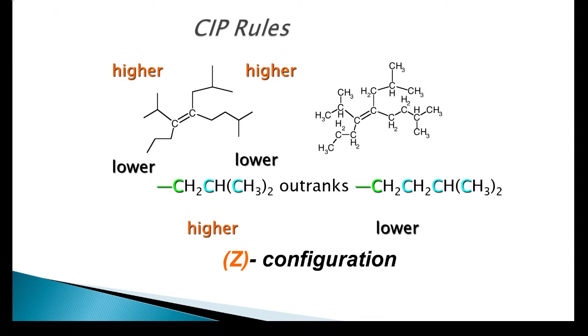Now, if these were both, let's say, hydrogens, this was a hydrogen, this was a hydrogen, that's when we would use cis and trans. It's when there's 3 or 4 different groups across the double bond that we have to get into E and Z. Okay.